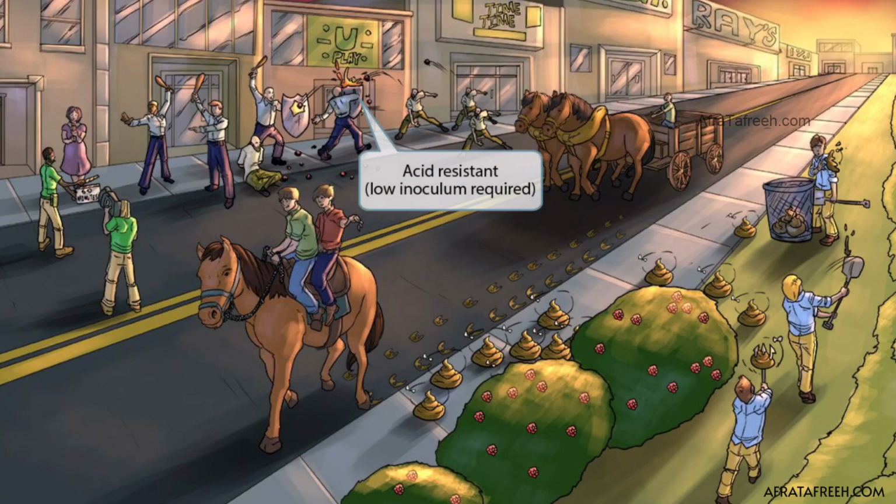This means that the pathogen is not inactivated by gastric acid. So only a few pathogens are necessary in order for it to invade the gastrointestinal tract and cause infection. Another way of saying this is that a low inoculum is required to cause infection. So orange juice being blocked for Shigella is acid resistant.